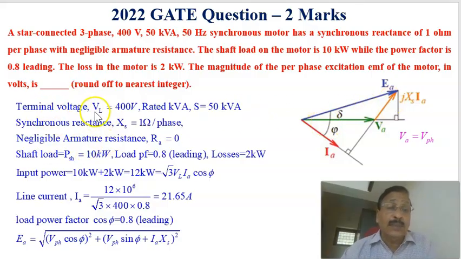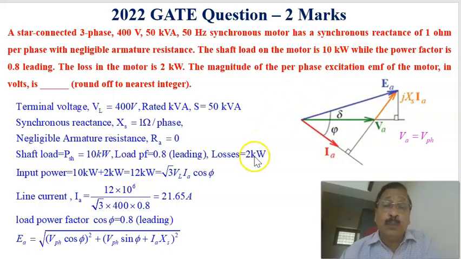Coming back to the problem, the terminal voltage, that is the supply voltage, is given as 400 volts, and the per phase voltage is 400 divided by root 3. The rated kVA is 50 kVA, the synchronous reactance is 1 ohm per phase, armature resistance is negligible, RA is assumed to be 0, the shaft power PSH is 10 kW, and the load power factor is 0.8 leading. The loss in the motor is given as 2 kW, and the shaft power is given as 10 kW.